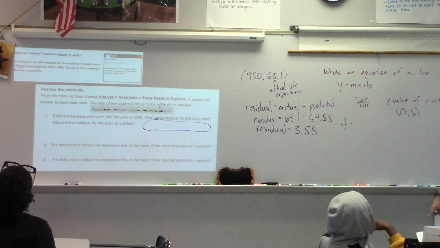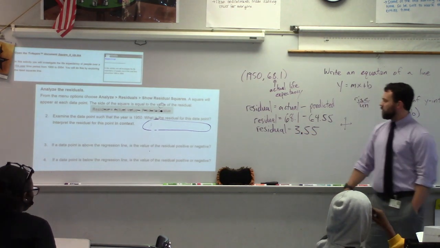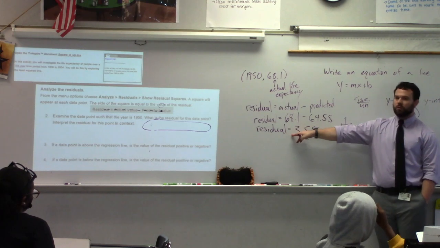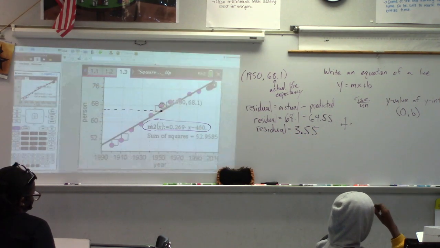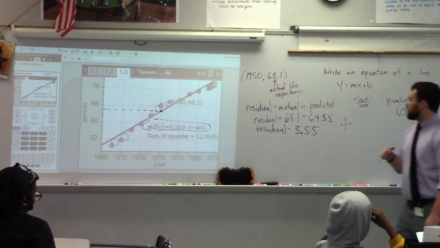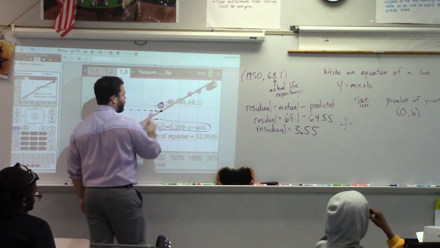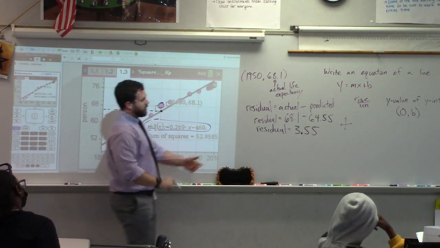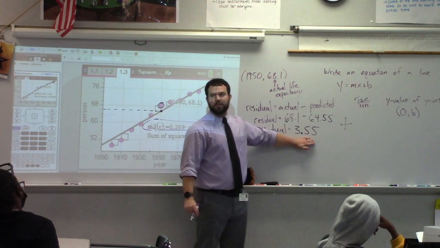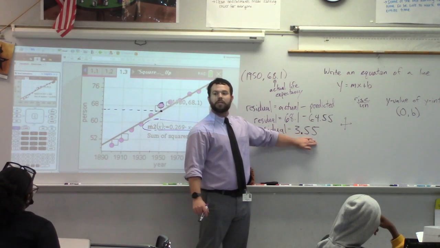So what does this point mean? Well, it's a residual, right? But what is that residual telling us? Look back here. Well, it's telling us that the actual value is what? 68. This is not telling me that the actual value is 68.1. It's telling you that, what are you saying?